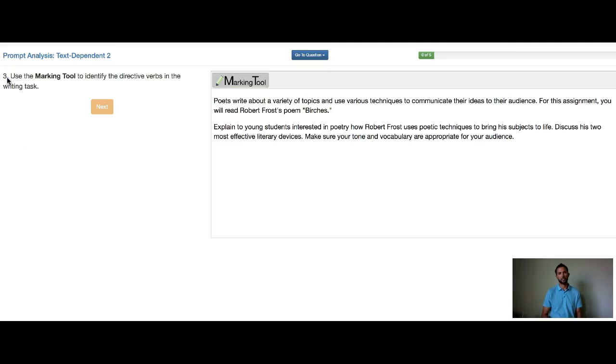Hi, Mr. Lemaster here. Let's start with the question. Use the marking tool to identify the directive verbs in the writing task.